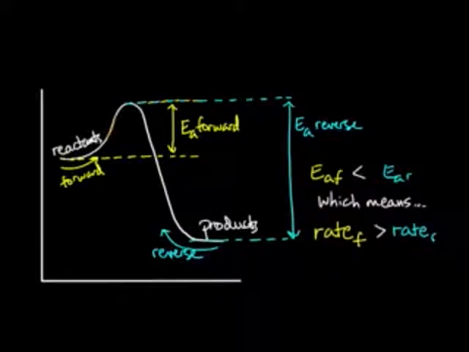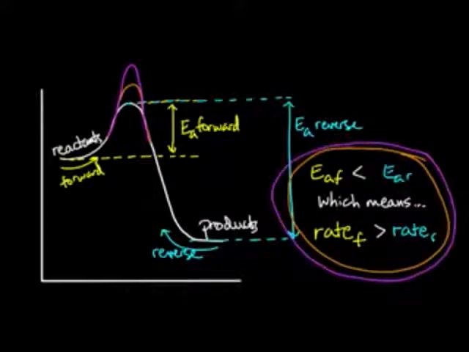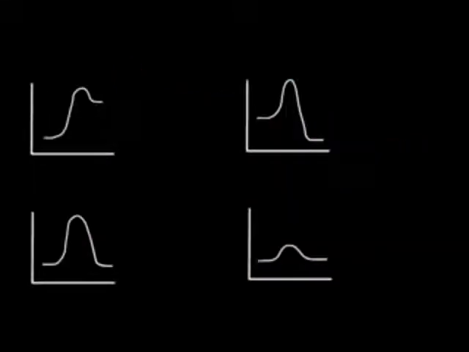If we were to somehow increase this activation energy, both the forward and the reverse rates would slow down, but the relationship between them, namely that the forward rate is faster than the reverse rate, would be preserved. Here are 4 other diagrams, each for a different hypothetical reaction. Predict the relative rates of the forward and reverse reactions in each of these cases. Pause the video.